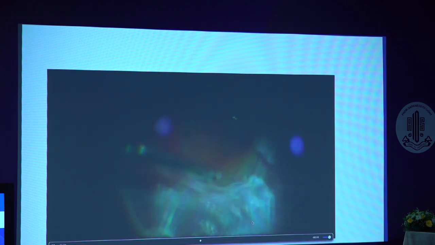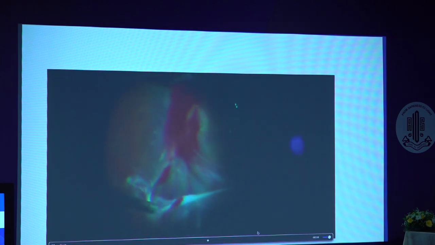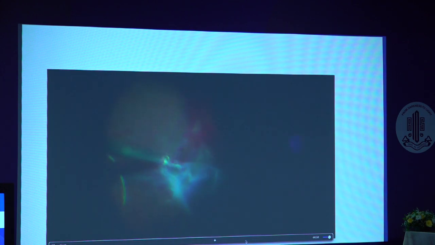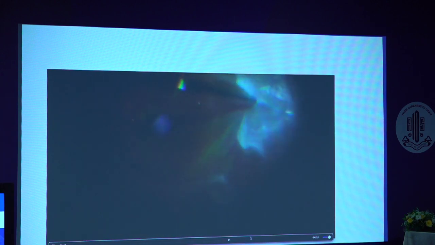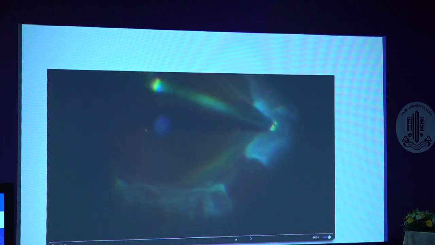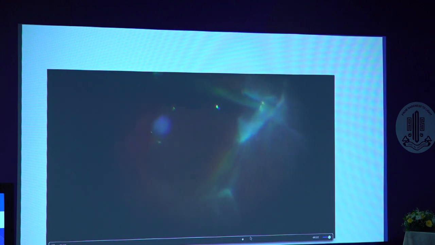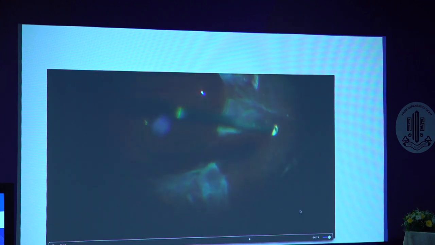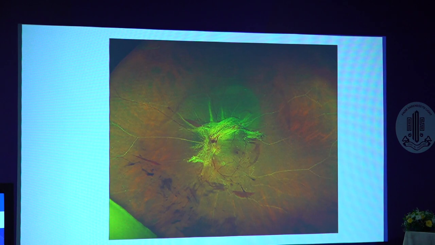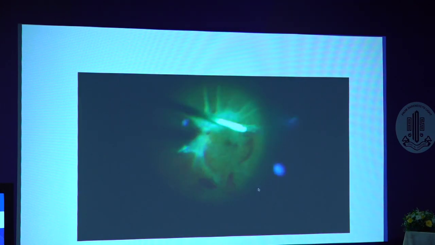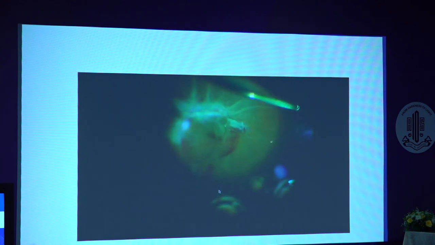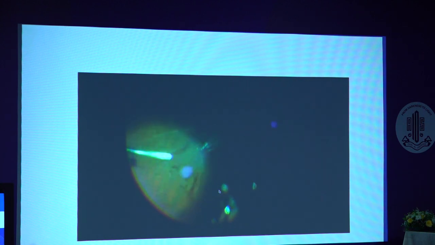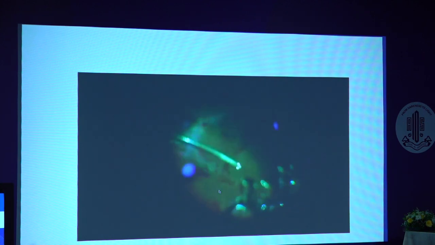So this is a membrane that we should keep for bimanual surgery and not attempt without it, dividing and conquering the other smaller membranes using spin. This is another case, and I'll stop after this video. This is a case of a diabetic, treatment naive TRD, with secondary segmental RD adjacently.